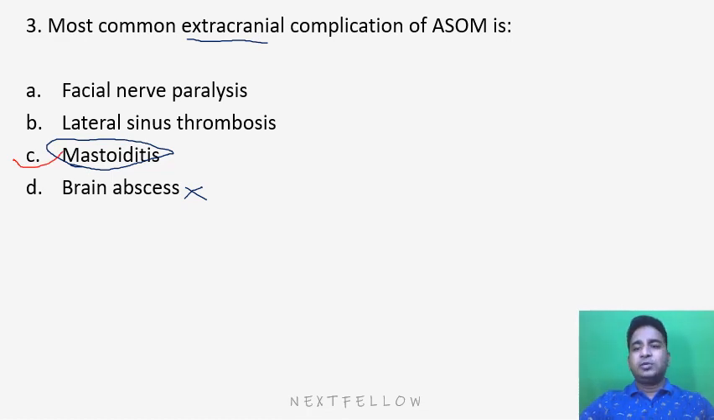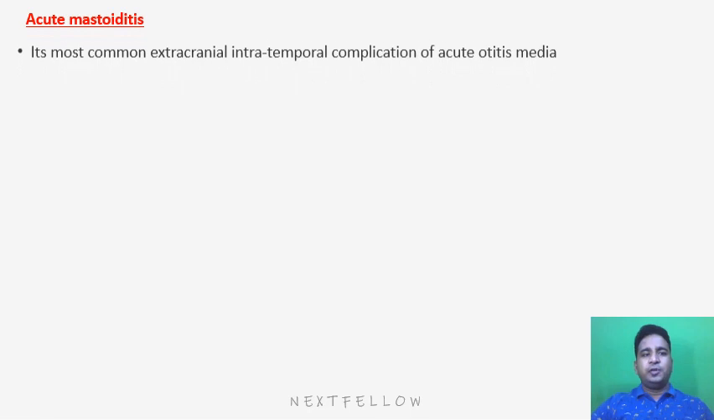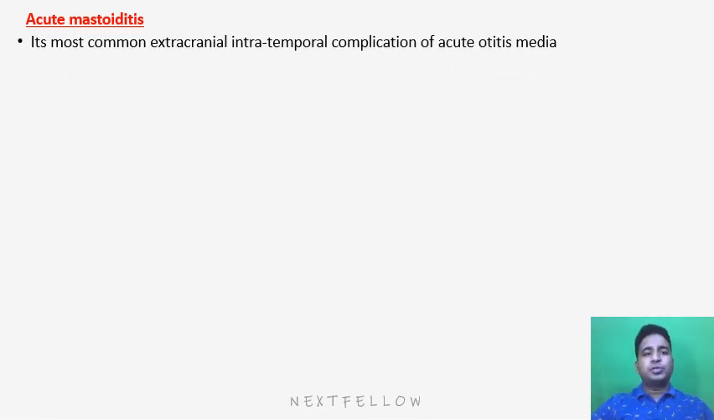Mastoiditis, option number C. So let's talk about mastoiditis. What is mastoiditis? Acute mastoiditis is the most common extracranial complication, that means in the ear only, not involving the brain. So it is the most common extracranial intratemporal complication, that is, it resides in the temporal bone cavity, of acute otitis media. Yes, it is the most common extracranial intratemporal complication, that means the complication which resides in the temporal bone.